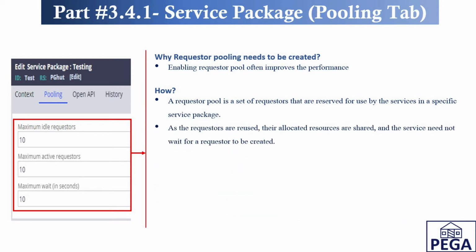Now as the requesters are reused, and when I say requesters are reused, it is inside the service package. Let's say here the ideal requester is 10. They are all reused and they share their resources. So if they are free, they're going to pick one request, process it, and after that they'll be ready for another request to process. So that's how they're going to work, like a machine.